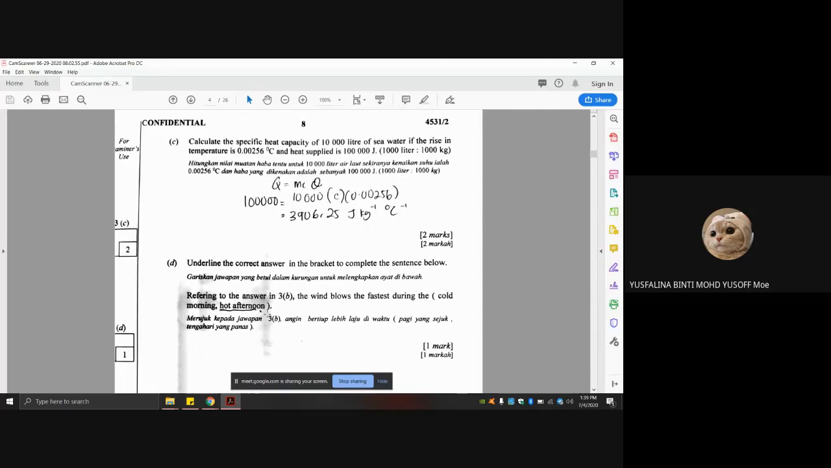Okay, because hot afternoon means the temperature is very high, so the land will heat up faster. So the hot air will go up. This is the reason why the wind blows fastest during the hot afternoon. Because the specific heat capacity of land is low, right? So it means it's easiest to raise the temperature during the hot day.